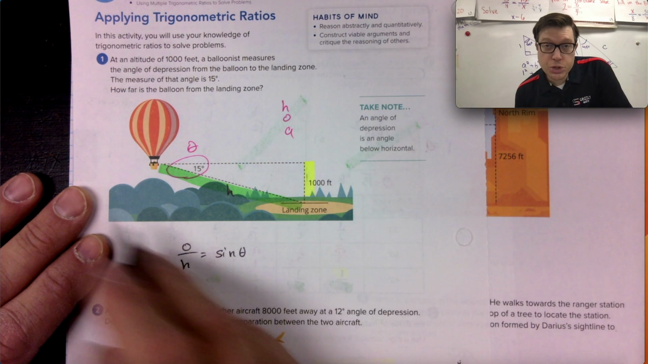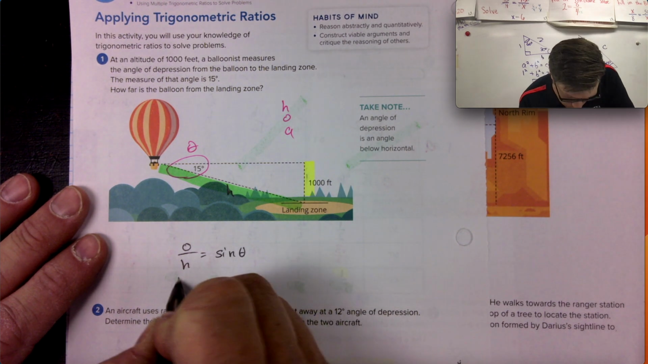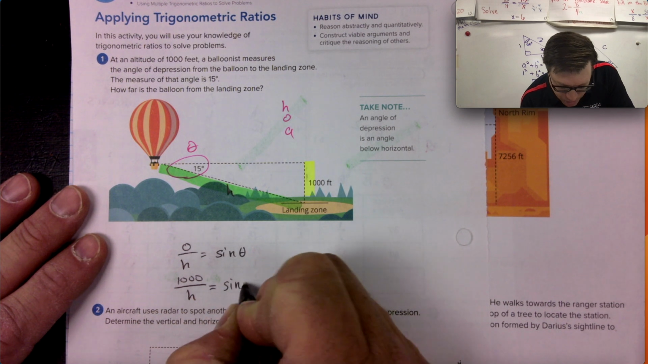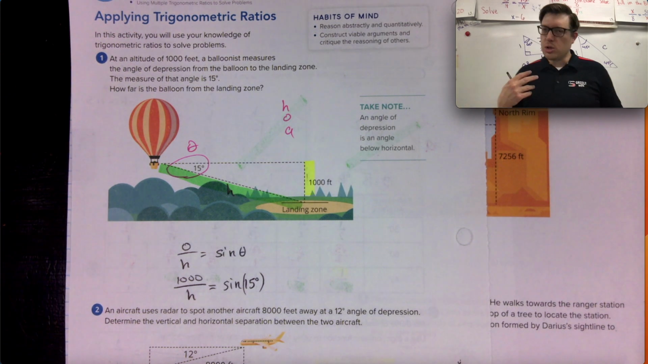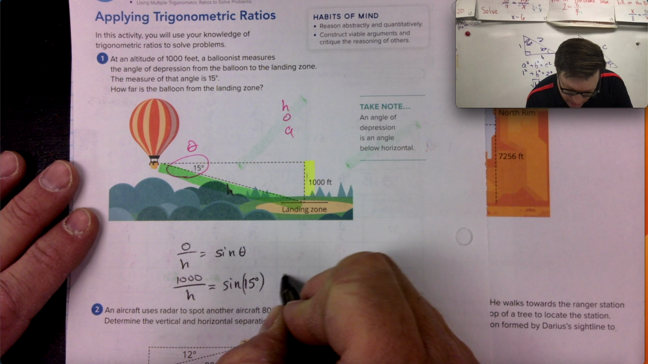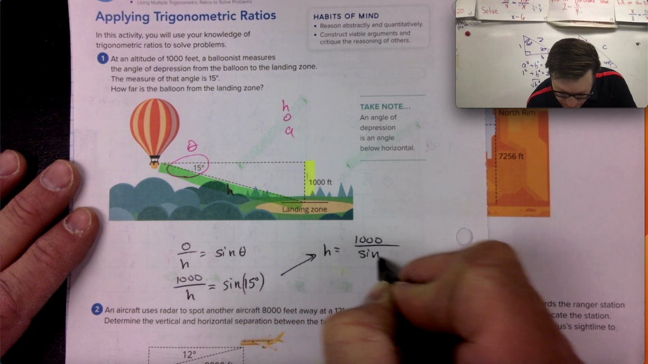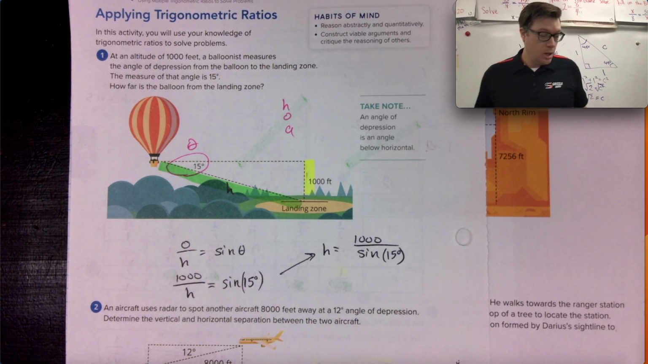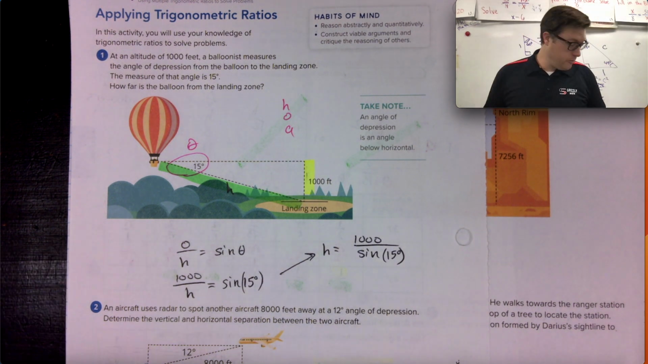So from this structure, I'm going to write 1,000 where the opposite side is. 1,000. I'm going to continue using h. Don't know what that is, but it's going to equal the sine of 15 degrees. Now to solve for h, cross multiply happens, and then we're going to divide. And when we're done, this is h equals 1,000 over sine 15. You need to go confirm that for yourself. However, I can tell you, with the process of cross multiplication, we wind up with 1,000 over sine of 15.